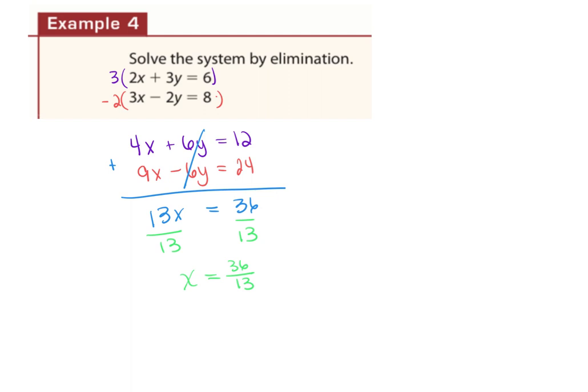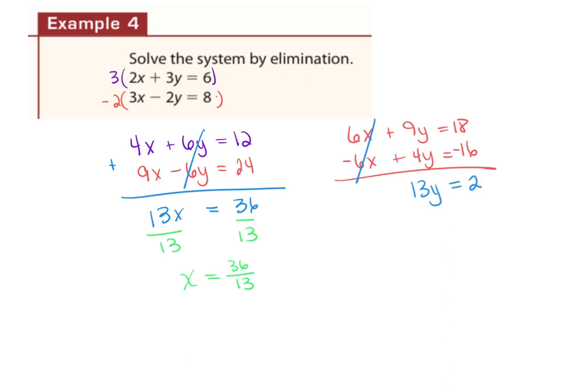Now, again, you can plug that 36/13 back if you want to, or you can go eliminate your other variable. It will give you the same answer, okay? So if I do this, my equation is going to look like this. I'm going to have 6x plus 9y equals 18. And I'm going to have negative 6x plus 4y equals negative 16. Now this time my x's will cancel. I will get 13y equals 2. And then when I divide by 13, I will see that y equals 2 over 13.